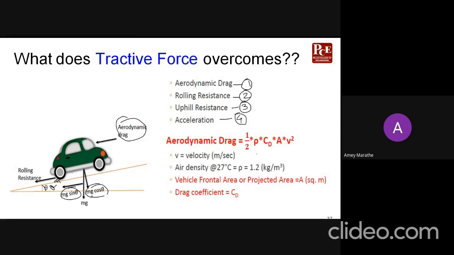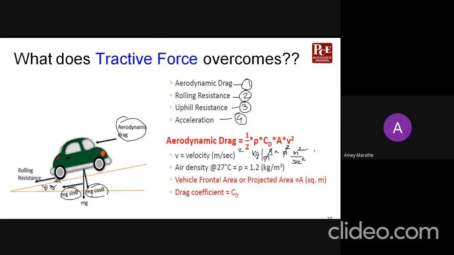Okay, so this rho is given in terms of kg per meter cube. CD is a drag coefficient, and it does not have any unit. Area is given in terms of meter square, and your velocity is meter per second, correct? So it is meter square and second square, because I'm going to square this. So if you see, M3, M2, and this will go away.